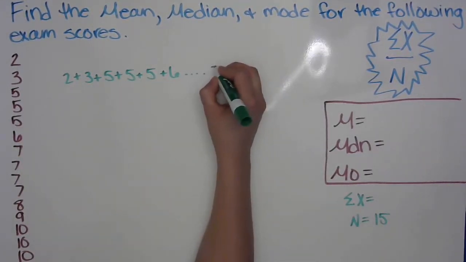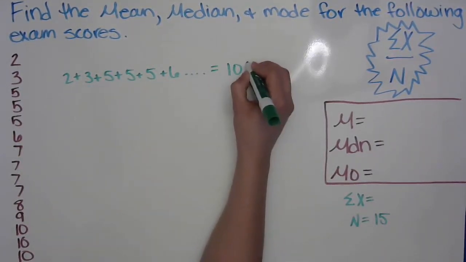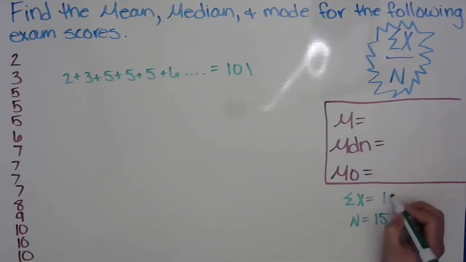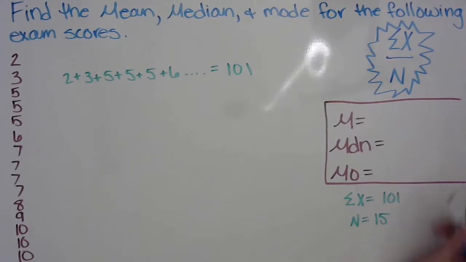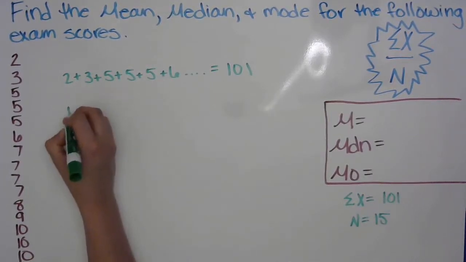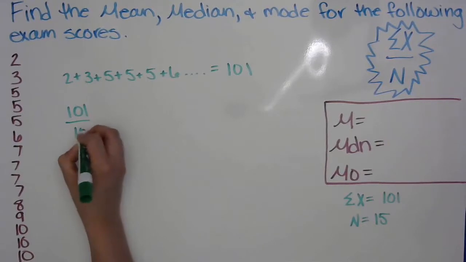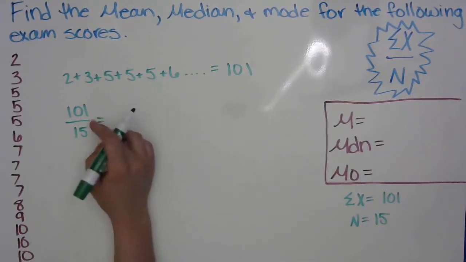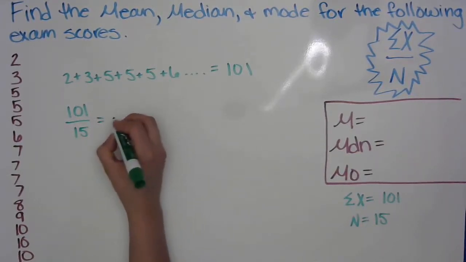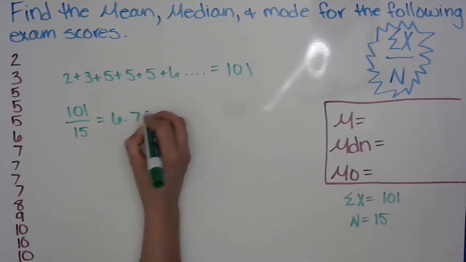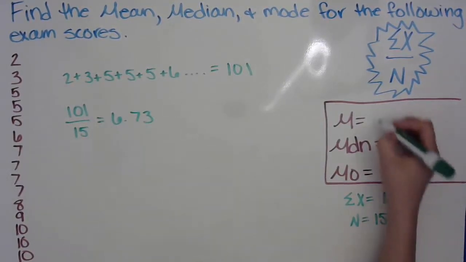So that is going to give us 101 when we add all of that up. So there's that. Okay, now we have all the elements that we need for this formula here. So all that we do now is just plug these numbers into this formula, and that is going to give us 101 over our n value of 15. So we divide 101 by 15, and that is going to give us 6.73.